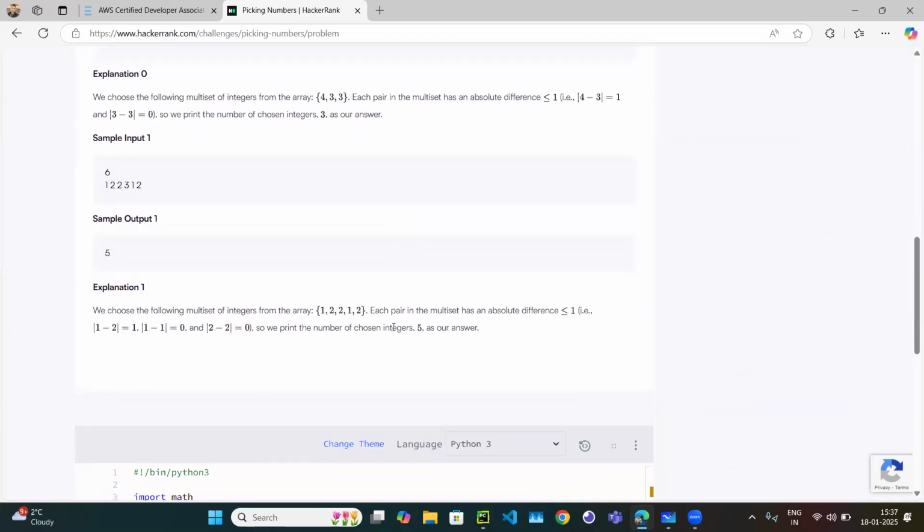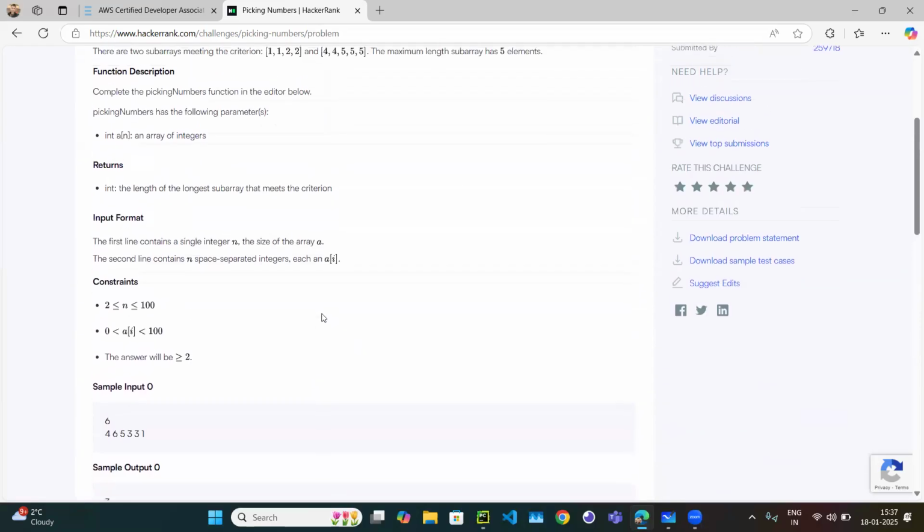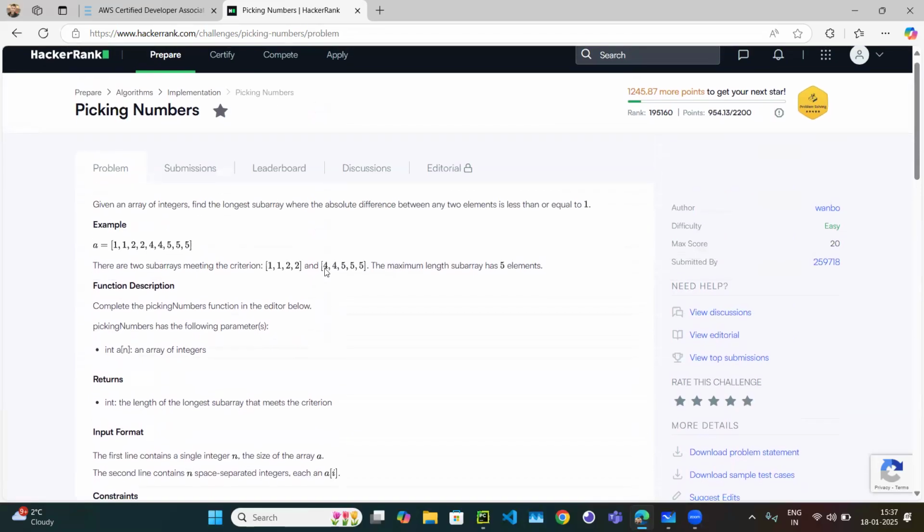So when the difference will be either 0 or 1, the particular array you are creating contains just a number and the number greater by 1, not more than 1. As an example, if it contains 3, the next number should be 4 or 3. If it contains 1, the other elements are either 1 or 2. Similarly, if it contains 4, the other element is either 4 or 5. Because if you are going to put 3, 3 minus 2 could be 1, but 3 minus 1 will be 2. We want the difference between any two elements to be less than or equal to 1.